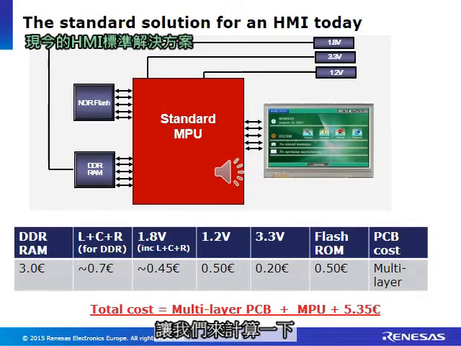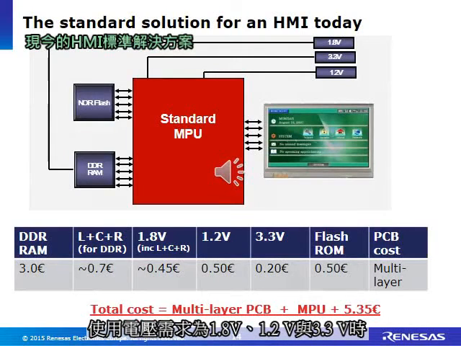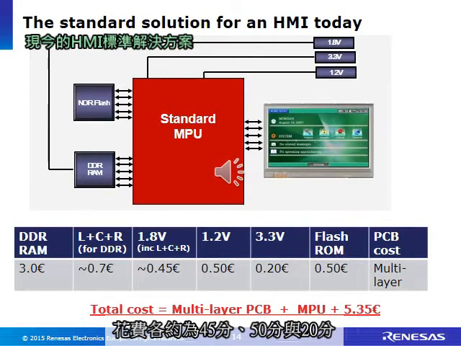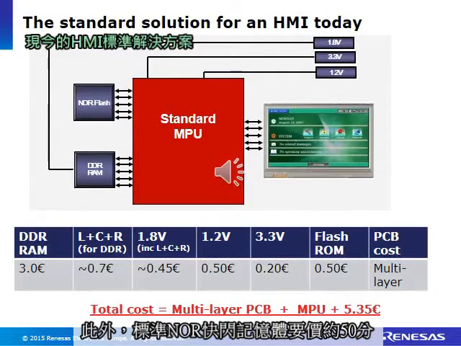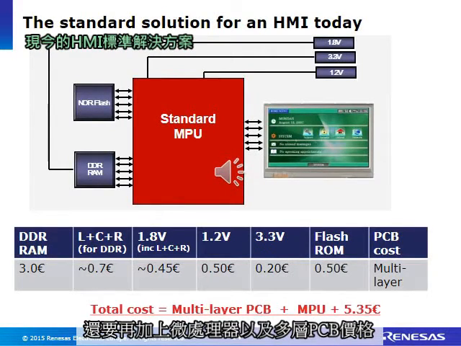Let's run the numbers. Having DDR RAM plus passives consumes roughly €3.70. Implementing the three required voltage levels of 1.8 volt, 1.2 volt, and 3.3 volt consumes roughly 45 cents, 50 cents, and 20 cents respectively. In addition, the standard NOR flash will consume something like 50 cents. All in all, the cost incurred for this implementation amounts to €5.35 plus the cost of the microprocessor plus the cost of the multilayer PCB.